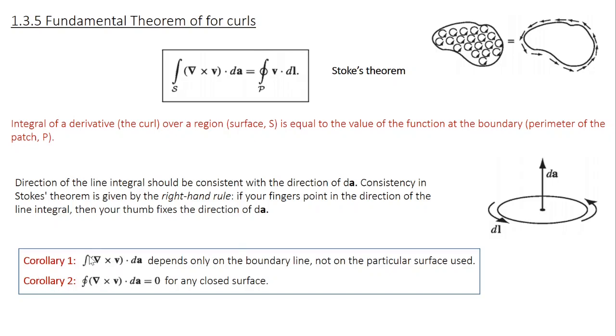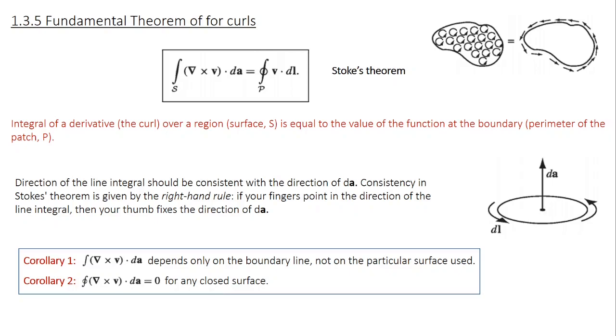So the first important corollary from this theorem is that the surface integral of curl of V dot dA depends only on the boundary line and not on the particulars of the surface used. And secondly, from the definition of the line integral, we know that the line integral over a closed path is always 0. So consequently, you can say the surface integral of curl of V dot dA is 0 for any closed surface.